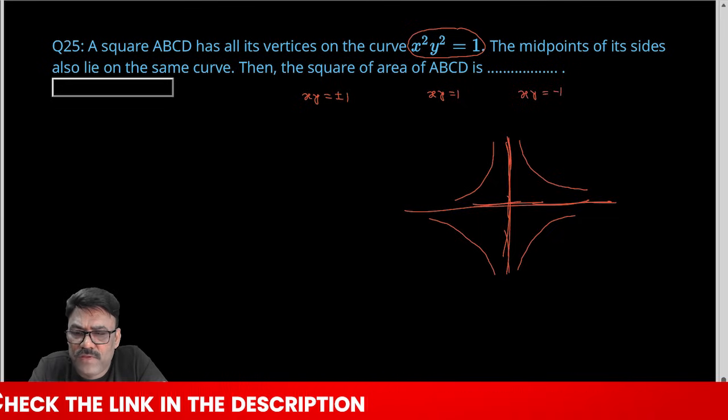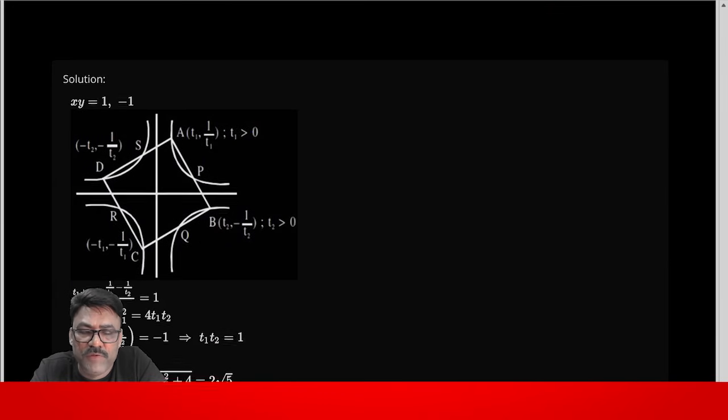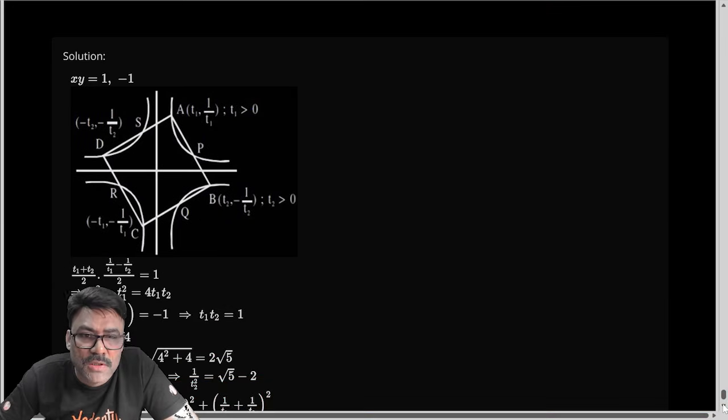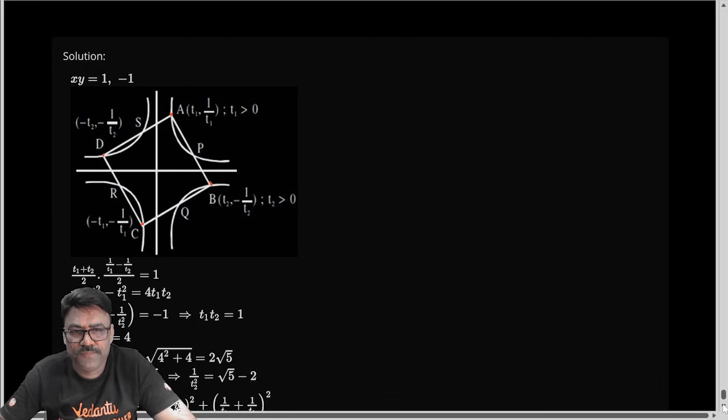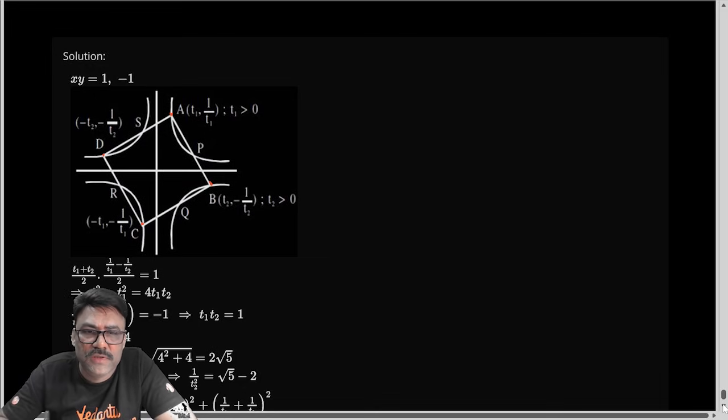So let me show you the figure first, then I will do the calculation there only. Figure will be something like this. So let's say this is your square A, B, C, D. Just look at the figure, ignore everything else. This curve is xy is equal to 1. So let's say the vertex A has x coordinate t1. If the x coordinate is t1, obviously the y coordinate is 1 by t1. So I have taken a point t1 comma 1 by t1 as A in the first quadrant. So t1 is positive.